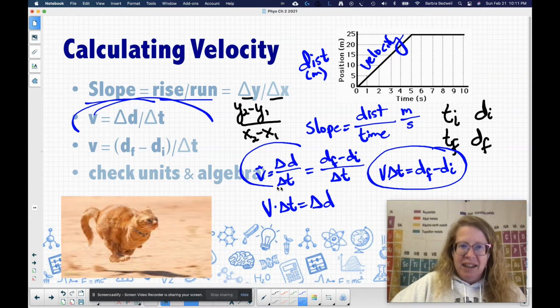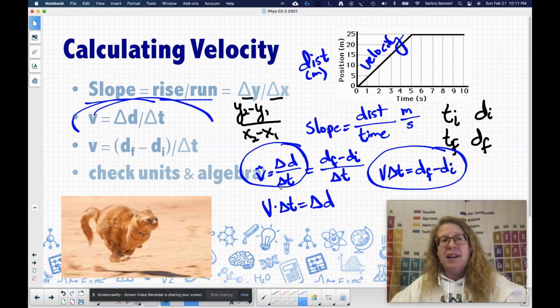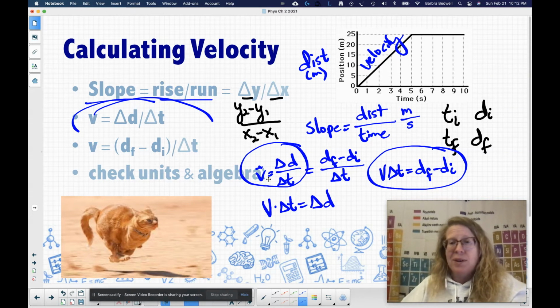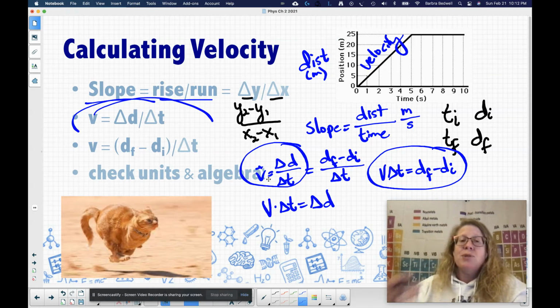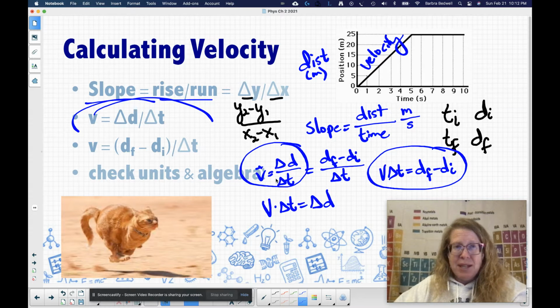But all of a sudden you start writing it like this, and it starts to look very different than this. So that's why I just wanted to mention that when we're talking about velocities and when we're calculating velocities, don't get too freaked out about the notation and the way that they write it. It's all related to the same stuff.